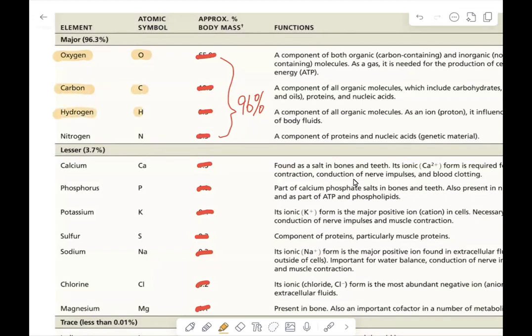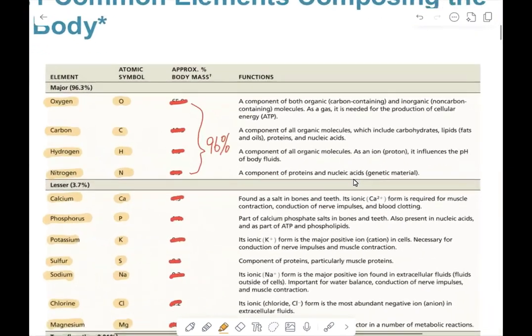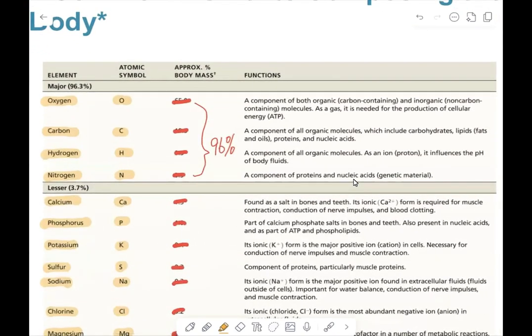First, I'm going to highlight the name of the element and the atomic symbol to know. And this, again, is another example of where note cards can be especially helpful, like I mentioned in chapter 1. So I definitely would recommend making a note card for each of these. So for oxygen, it is in organic molecules, which means carbon containing, and it also can be in an inorganic form, but as a gas, it's used for the production of cellular energy, which is called ATP.